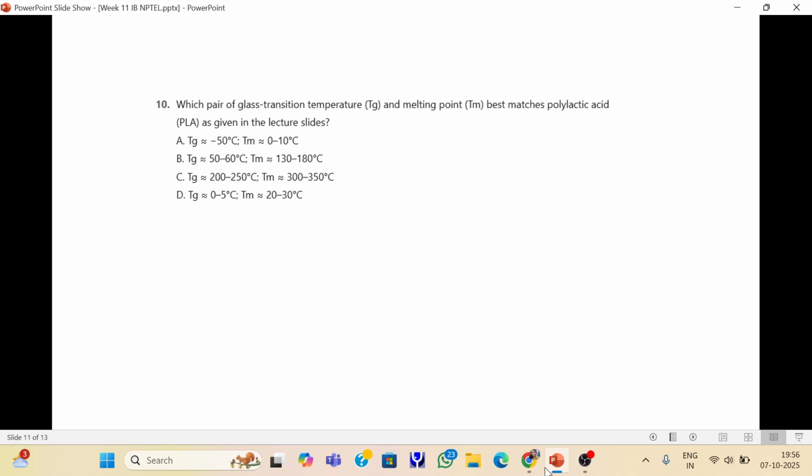Which pair of glass transition temperature and melting point best matches polylactic acid, PLA? A: glass transition temperature is 50 degrees and melting temperature is 0 to 10 degrees. B: transition temperature is 50 to 60 degrees and melting temperature is 130 to 180 degrees. C: transition temperature 200 to 250 degrees and melting temperature 300 to 350 degrees. D: transition temperature is 0 to 5 degrees and melting temperature is 20 to 30 degrees. Start answering.